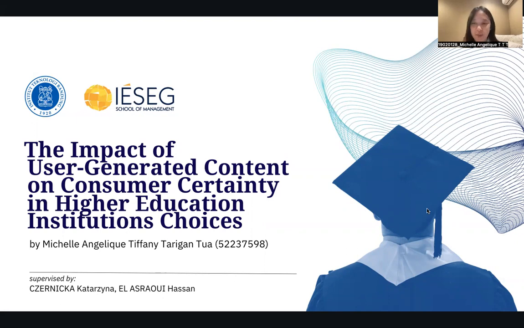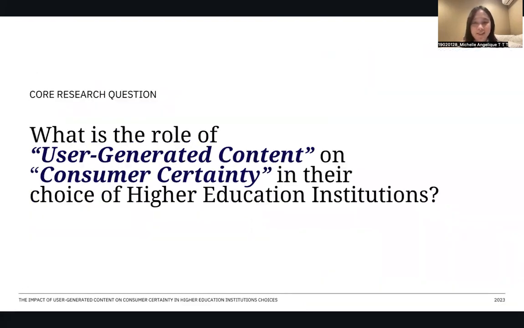I'll be presenting my paper titled The Impact of User-Generated Content on Consumer Certainty in Higher Education Institutions' Choices. This study is motivated by a core research question: what is the role of user-generated content on consumer certainty in their choice of higher education institutions?